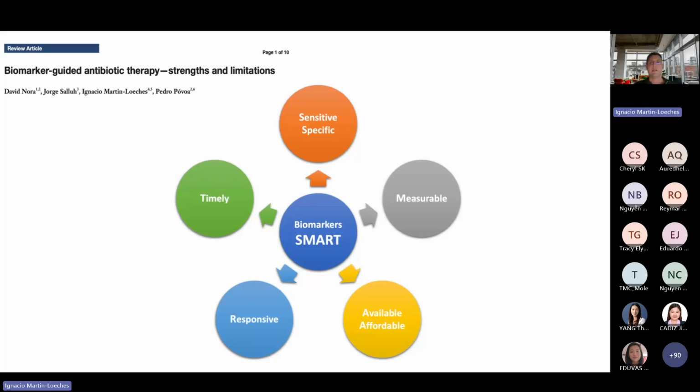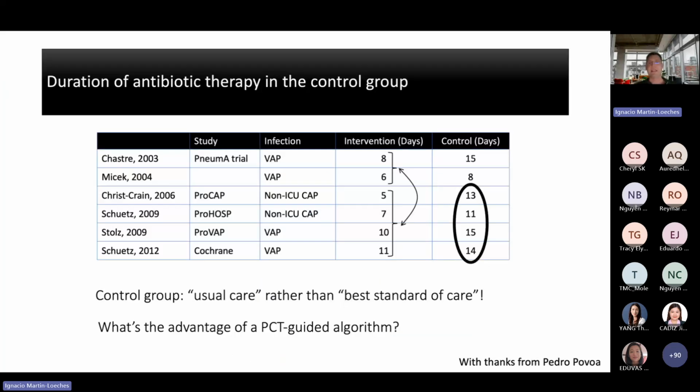The first is that when we were looking at the best standard of care, many of these studies were done with a very high number of control days. This is obviously not appropriate in 2025, to have a patient with a non-ICU community-acquired pneumonia being treated for almost 2 weeks.